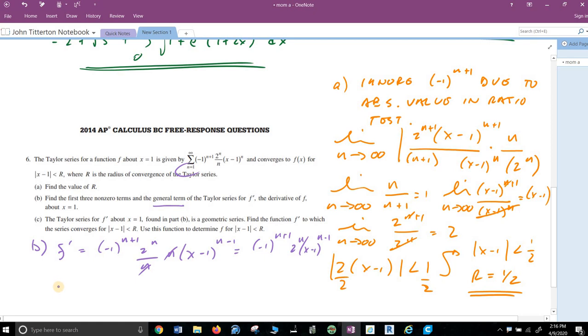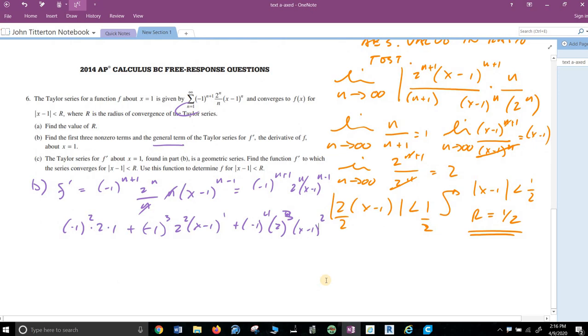So the first term is plugging in 1. It's going to be even, negative 1 squared, and then times 2, and then x minus 1 to the 0 times 1, plus negative 1 to the third, 2 squared, x minus 1 to the first, plus negative 1 to the fourth, 2 to the third, x minus 1 squared.